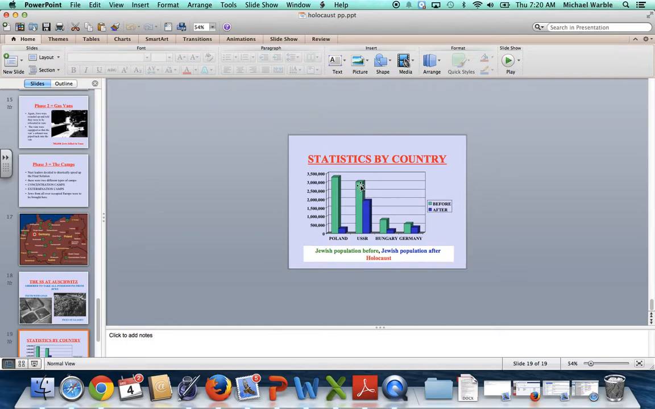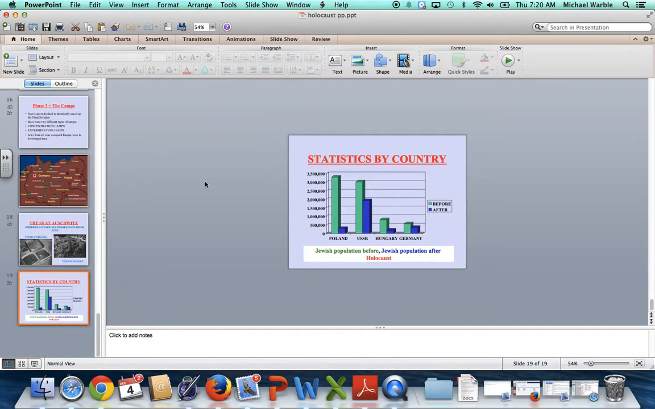USSR, they were cut in about half, maybe a little bit less than half. Hungary, which is a country a little bit more south of Germany, they had almost a million, and then it was just about 100,000 after that. And then Germany, a little over 500,000 Jews, and a little less afterwards. So as you can see, this was a very, very major and controversial experience that led to World War II.